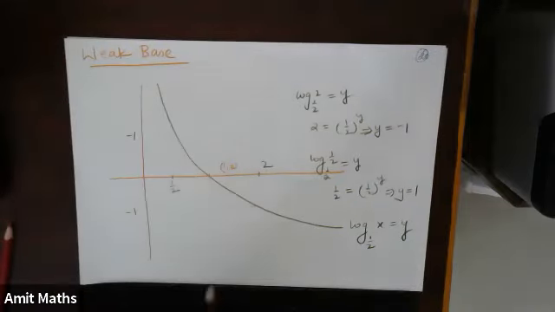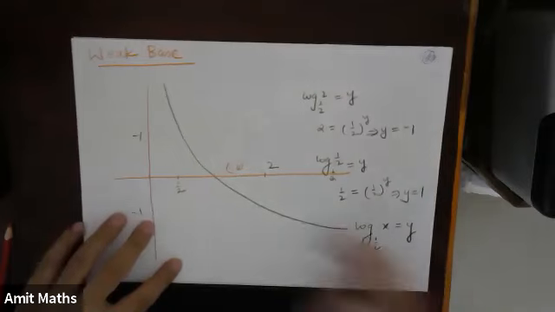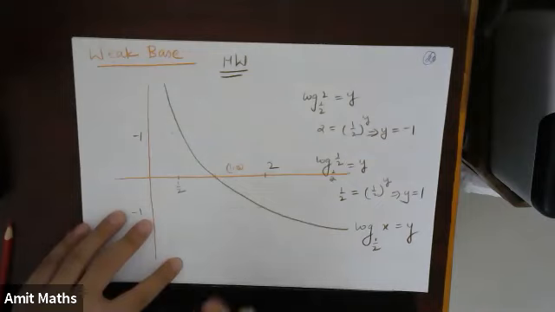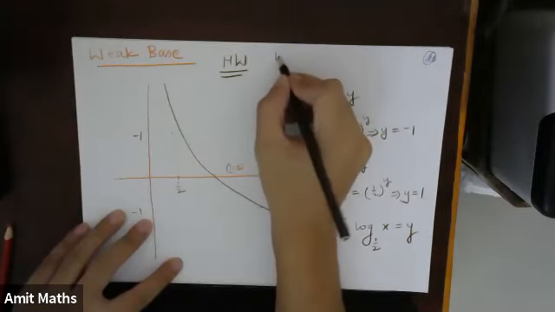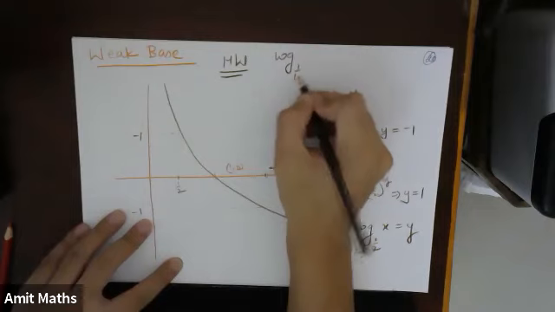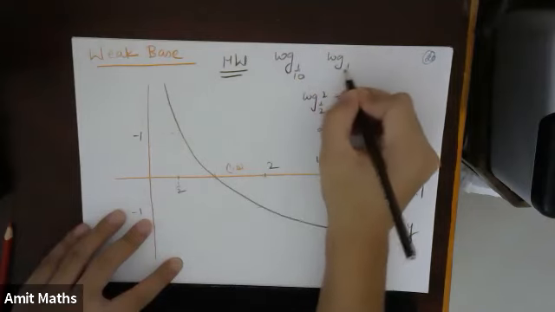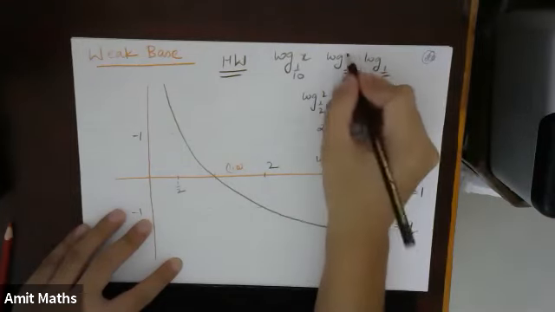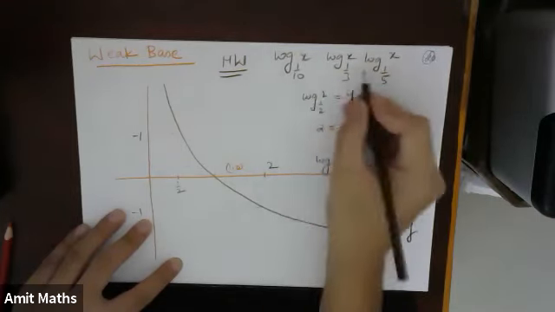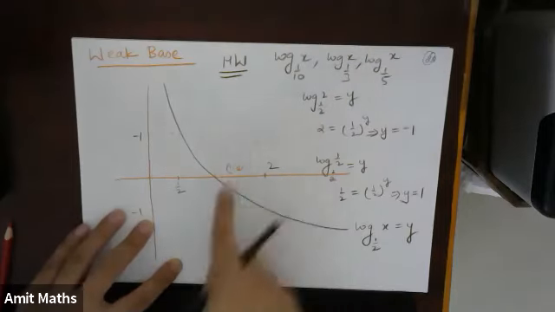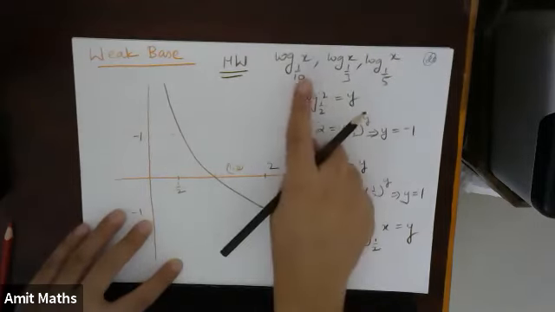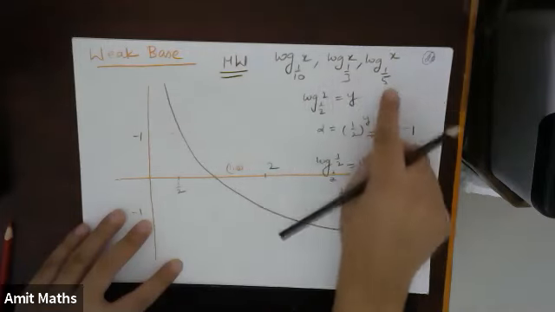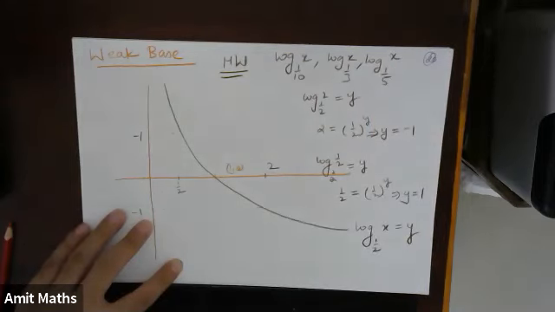Okay. Now your homework will be to approximately plot the graph of log base 1/10, log base 1/3, and log base 1/5 of x equals y, this one and this one. I want you to plot them on the same graph: log x base 1/10, log x base 1/3, and log x base 1/5. Okay. Now this is for weak base.